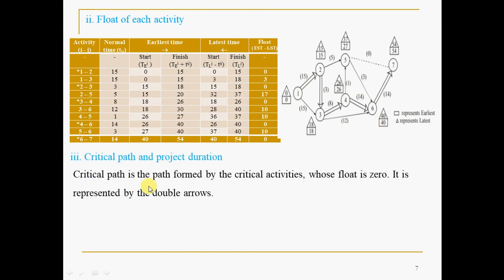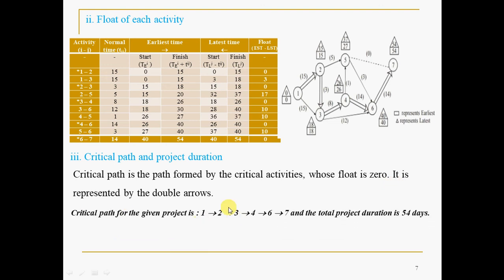As I told, the critical path is the path formed by the critical activities whose float is 0. It is represented by the double arrows. The critical path here is 1, 2, 2, 3, 4, 6 and 7. And the duration, just add up those time estimates, is 54 days. If you normally take them in series, it will take more than 100 days. But by the effective network representation, we are reducing the project duration to 54 days.